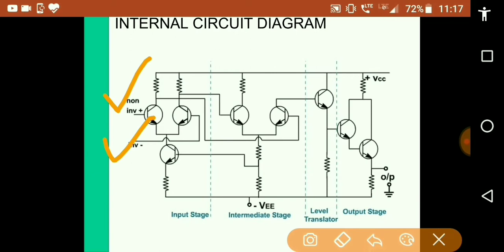This is plus VCC and this is minus VEE. This is output. So this is the internal circuit diagram of operational amplifier.